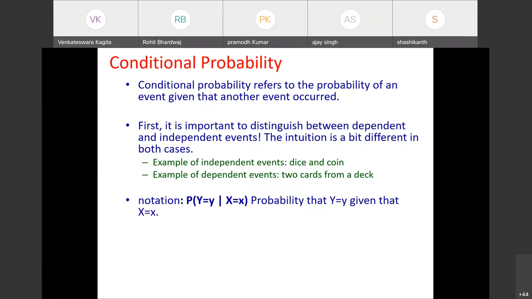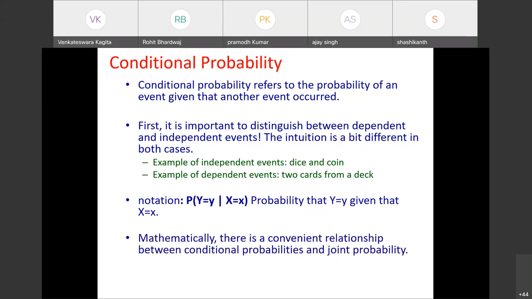The notation here is probability of y given x. It is the probability that Y equal to y given that X equal to x. Mathematically, there is a convenient relationship between the conditional probability and the joint probability. What is the joint probability? The probability that X equal to x and Y equal to y. So the relation is: probability of y given x is equal to probability of y comma x divided by probability of x. Just for convenience, I am reading it as probability of y given x, and I hope you understand that it is not necessary to read it every time as Y equal to y or X equal to x.